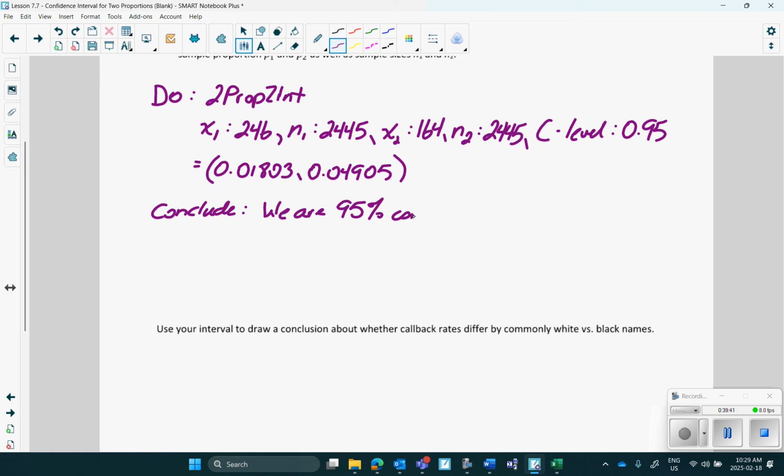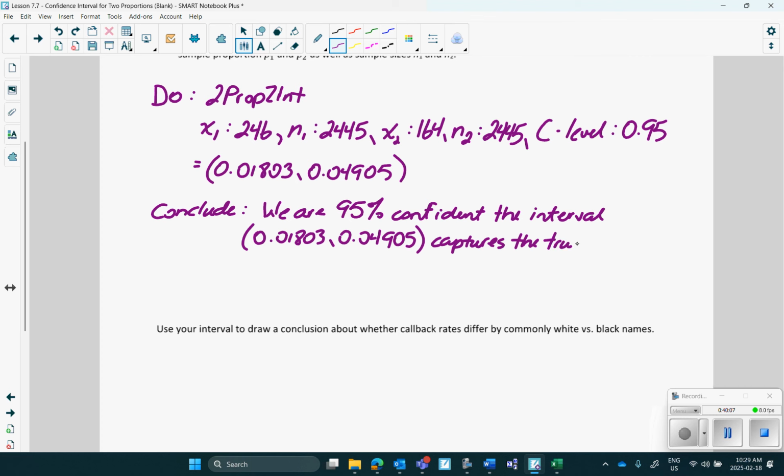We are 95% confident the interval that we calculated, 0.01803 to 0.04905, captures the true difference in proportion of callbacks for white versus black resumes, and that's white minus black. Actually, I'll do it like that, for white minus black resumes.